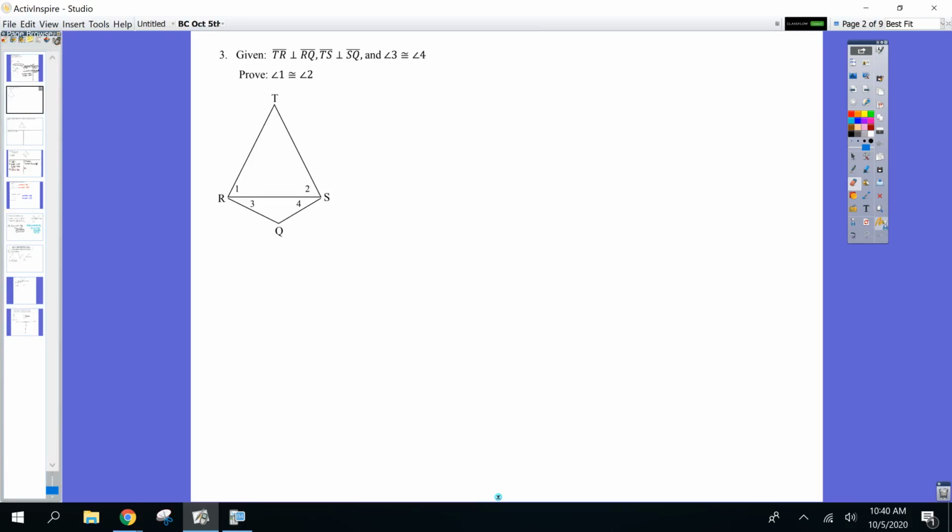Okay, number 3 was subtraction. This was very similar to the one I did in class on Friday. I saw the perpendicular symbol here, so I knew right angles had to go here and here, okay, on my diagram. Before I said subtraction, you had a lot of steps you needed to put in.